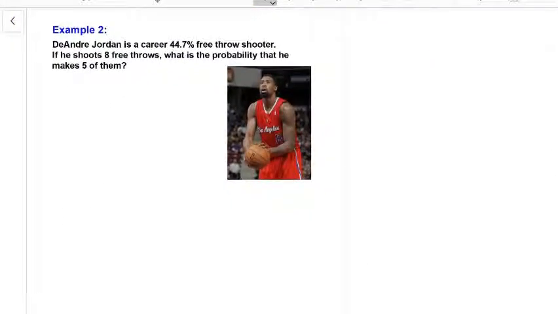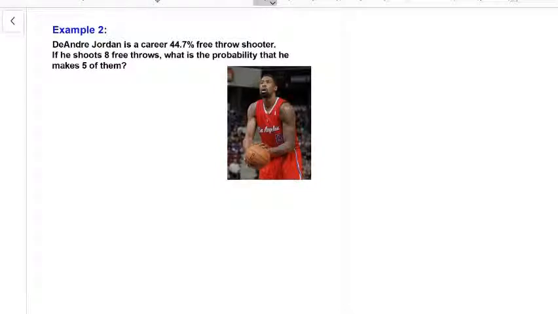So DeAndre Jordan is a career 44.7% free throw shooter. I looked up these stats back in 2018, so he might have gotten a little better. But if he shoots 8 free throws, what is the probability that he makes 5 of them? So when he gets up to the line, there's a 44.7% chance that he's going to make it. But if he shoots 8, what's the probability that he makes 5 of them?